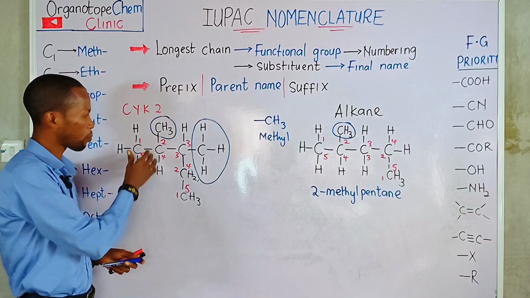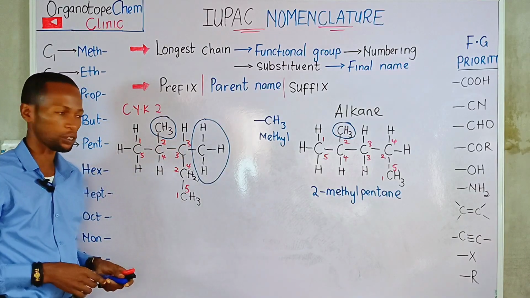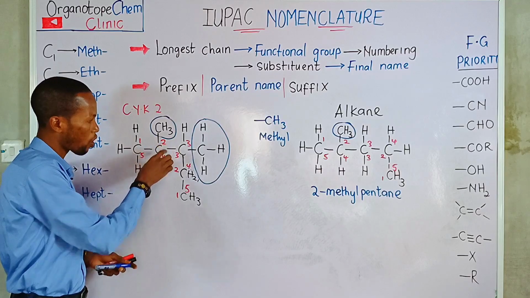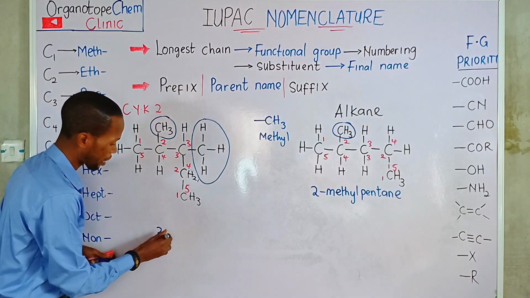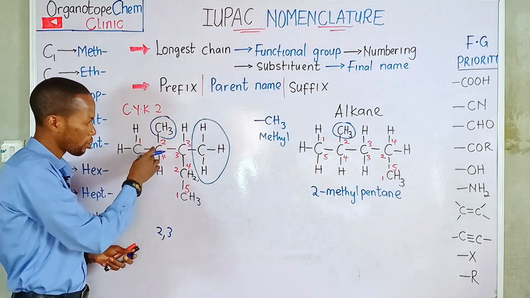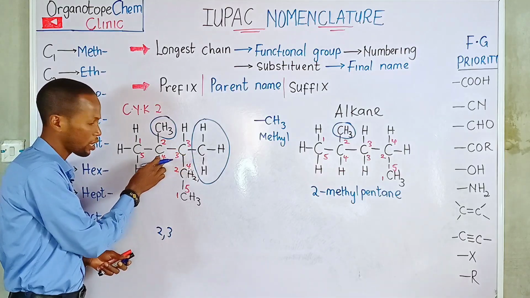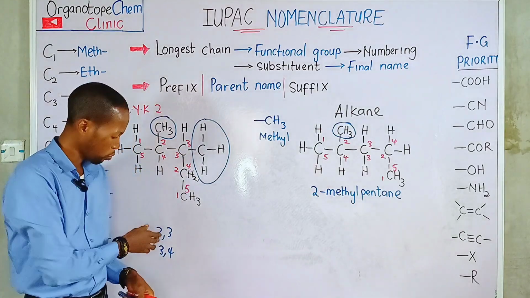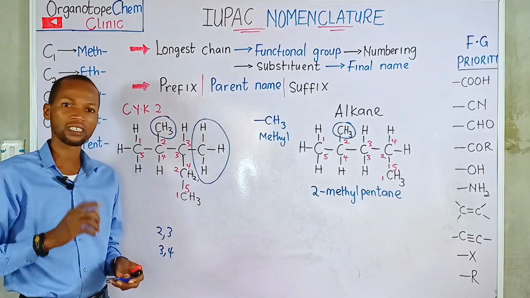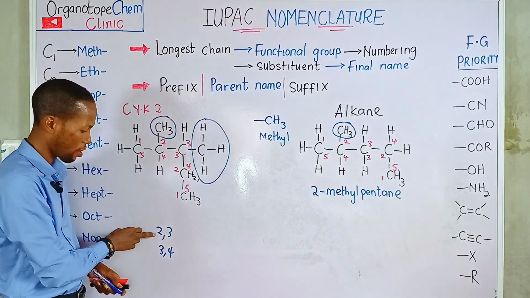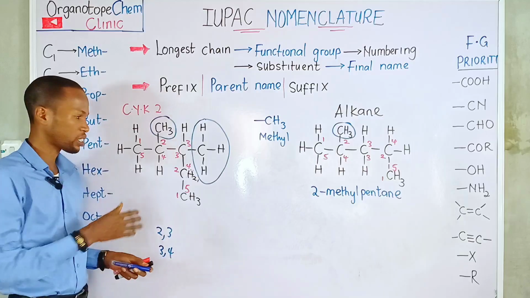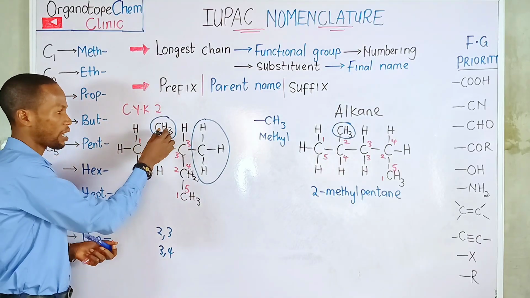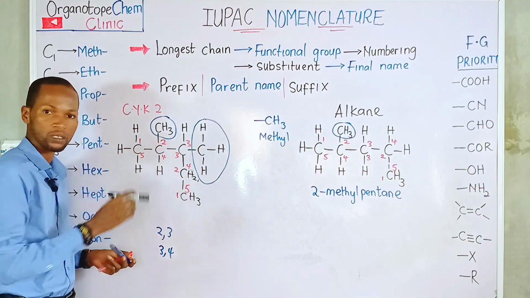So can we consider the position of the methyl group? When we consider the forward numbering, we have the methyl group on carbon 2 and carbon 3. When we consider the backward numbering, we have the methyl group on carbon 3 and carbon 4. So we have 3 and 4. Each of these 2 positions will be taken as the lower locants. We have the 2, 3. Okay, we are going to take the forward numbering. That means we have our methyl group on carbon 2 and carbon 3.